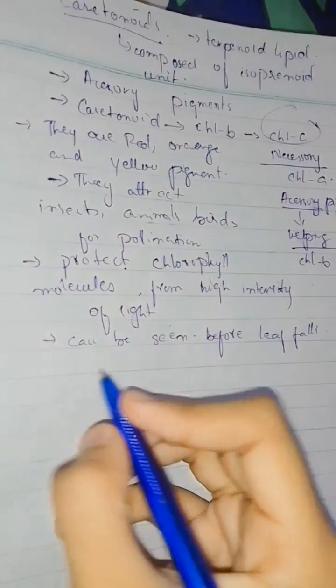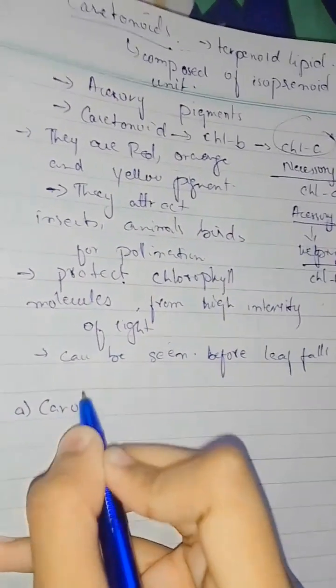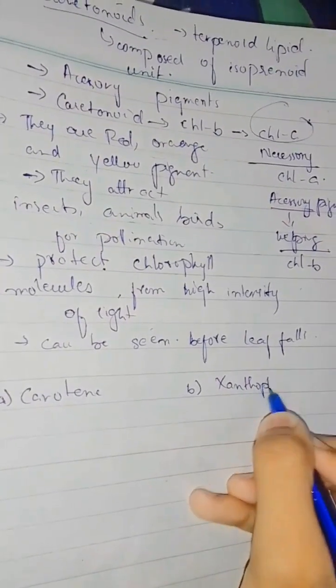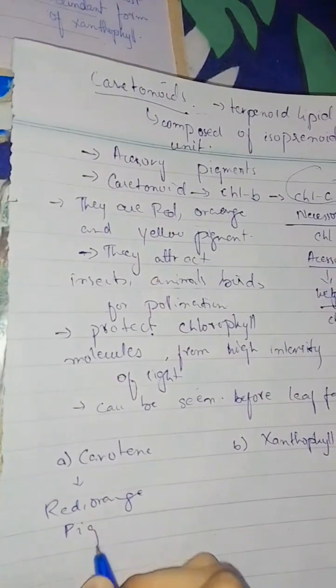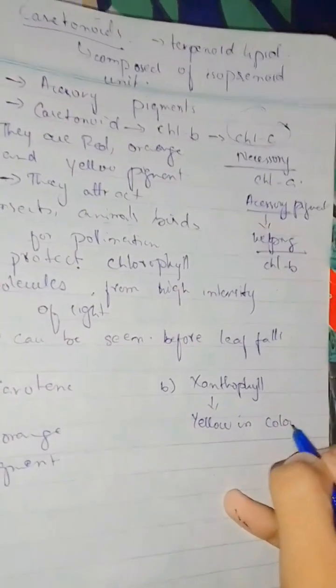There are two types of carotenoids, divided into two types. First is carotene and second is xanthophyll. As I said, it has three pigments, red, orange and yellow. Carotene is a red orange pigment, and xanthophyll is yellow in color. Combined, they make the carotenoid.